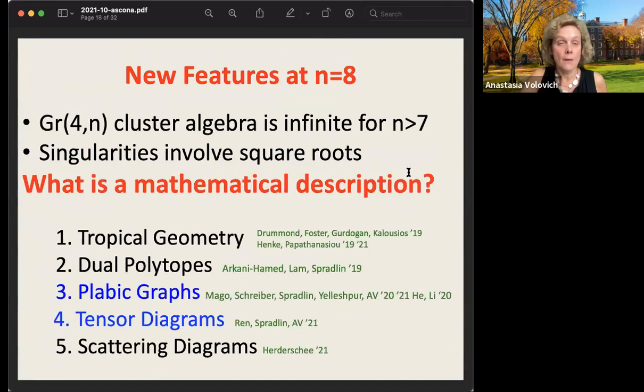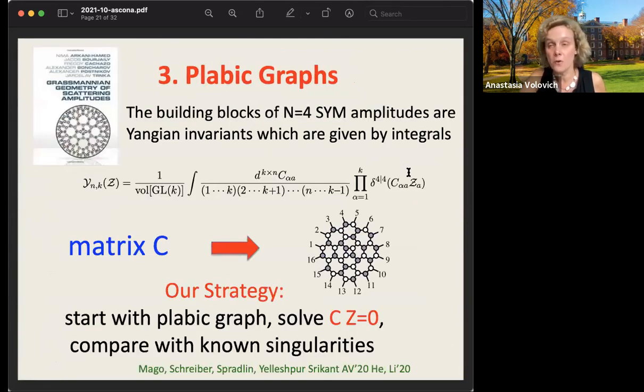Plabic graphs have been extensively used in amplitudes, and particularly for integrands. For example, there's Nima's book on that. Now, what we are doing is looking at final expressions for the integral, so it's not like we're just looking at integrands. The idea is that you start with some plabic graph and solve some delta function constraints. A plabic graph comes with a certain matrix C, which parameterizes the cell in the positive Grassmannian. Then you solve C·Z = 0, and then you compare with known singularities from the amplitude side. It's very easy to say, but it requires some Mathematica. But it's a question which is very easy to formulate.